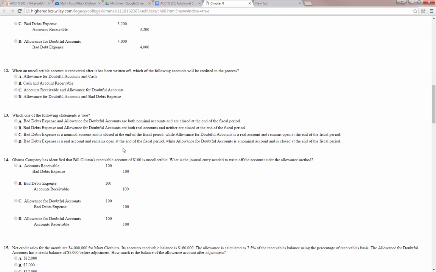All right, number 12. When an uncollectible account is recovered after it has been written off, which of the following accounts will be credited in the process? So remember when we write it off that we credit the accounts receivable to take it off of the accounts receivable, and we debit the allowance for doubtful accounts. That's the process of writing something off. So after we write it off, somebody shows up and says, hey, I have that money I owe you. Now we have to reverse that, and we're going to debit the accounts receivable, and then we will credit the allowance for doubtful accounts.